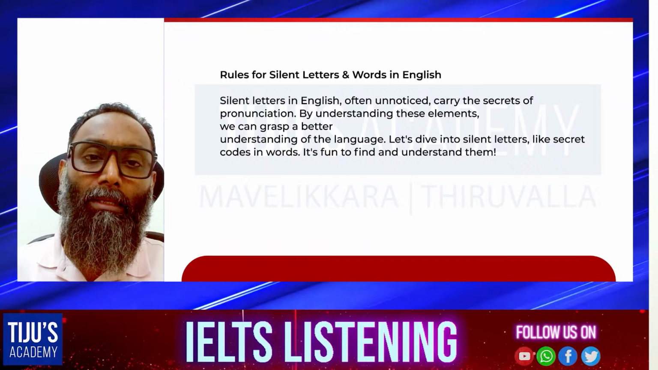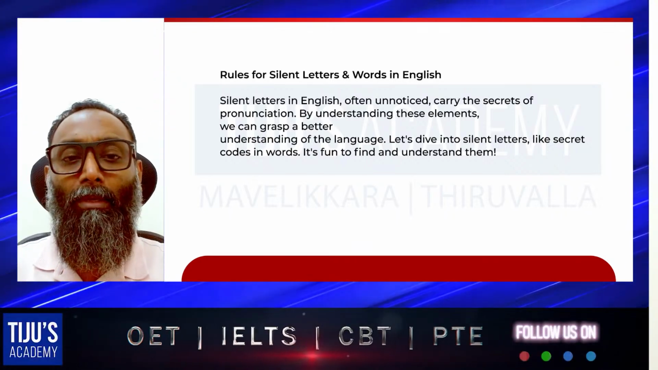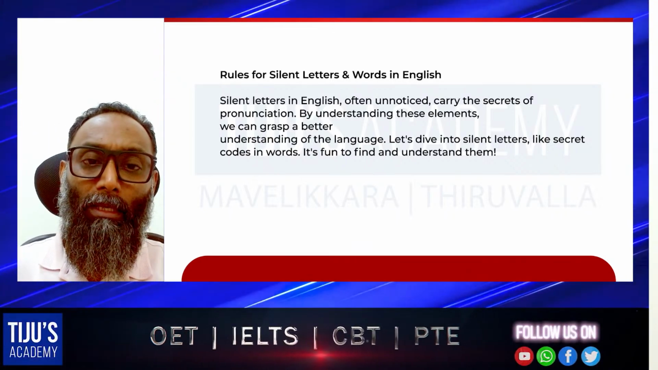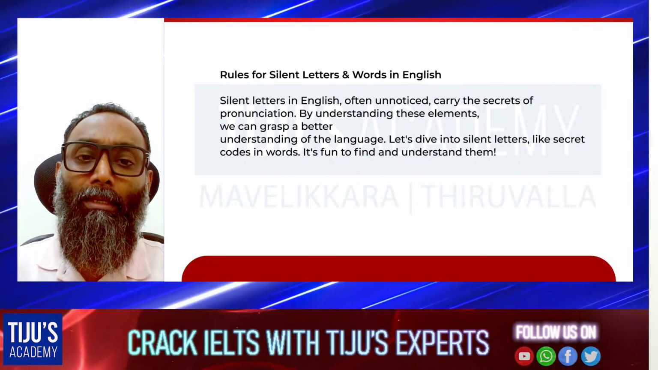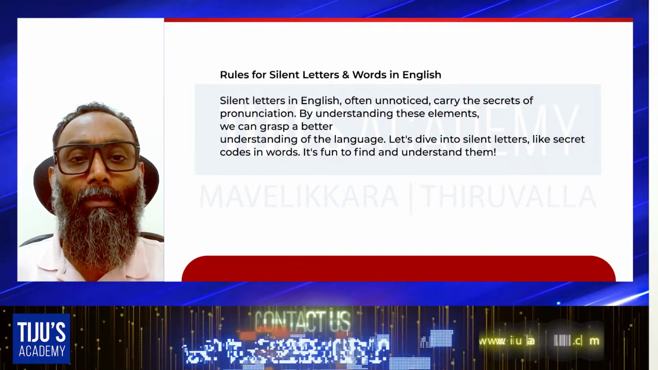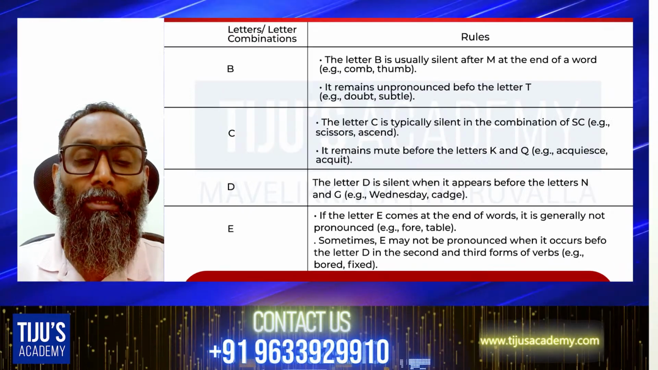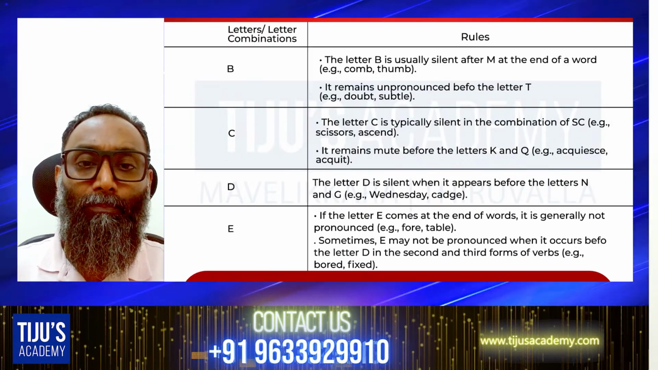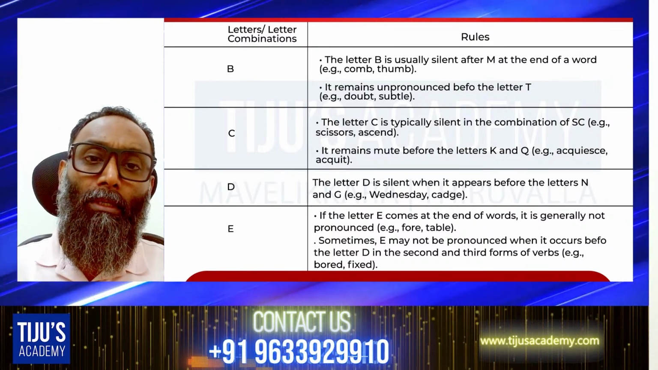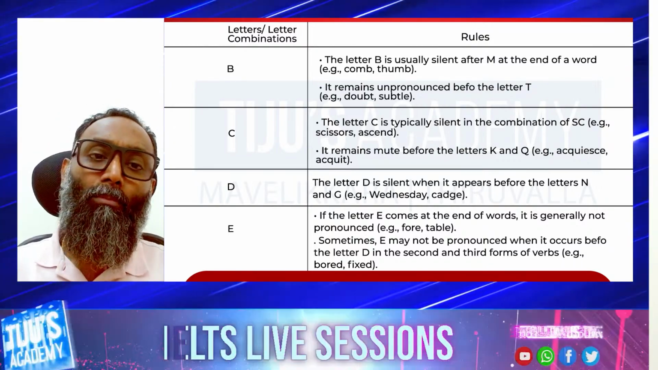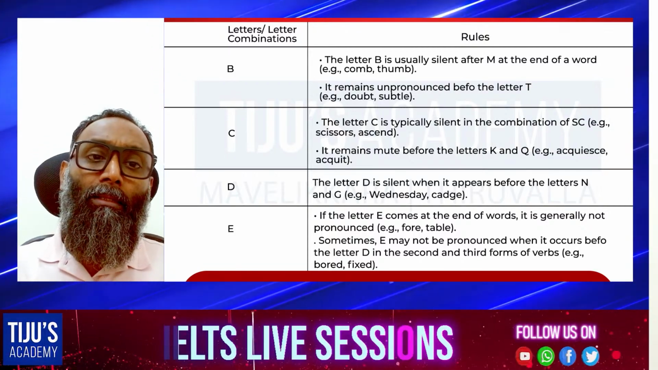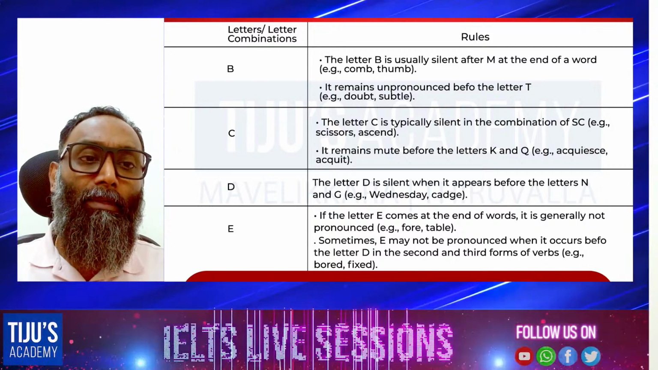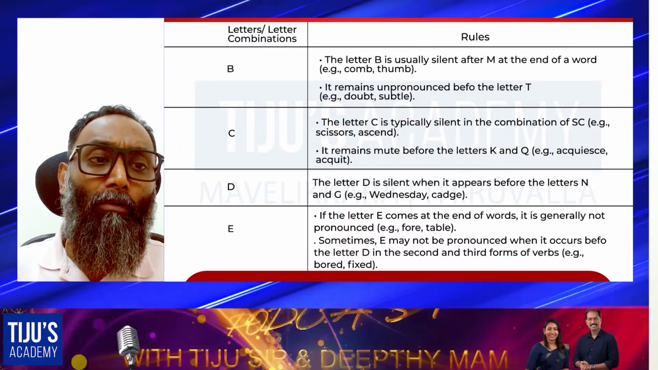So I've created a list from A to Z. It's not all the alphabets but the most common ones I have selected. Let's look into it and see how we can pronounce the words without saying the silent letters out. A letter combination can be one or two or more, but the first one is the letter B. The letter B is usually silent after M and at the end of a word.